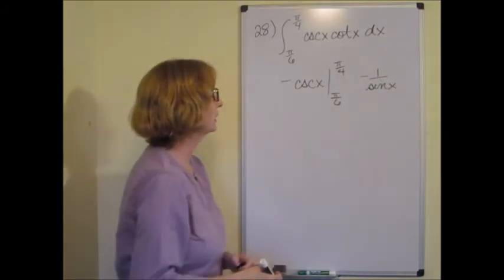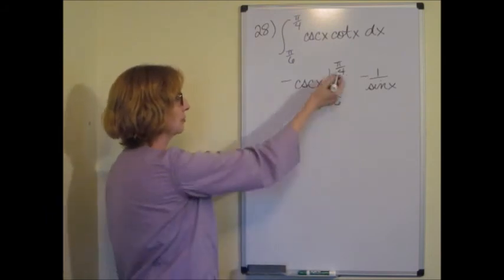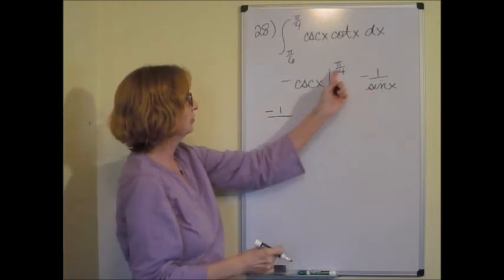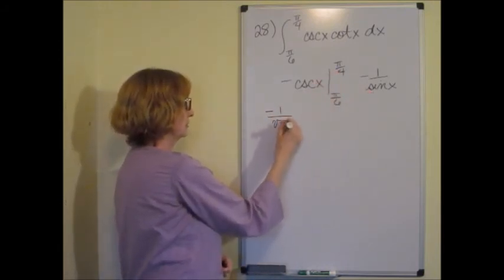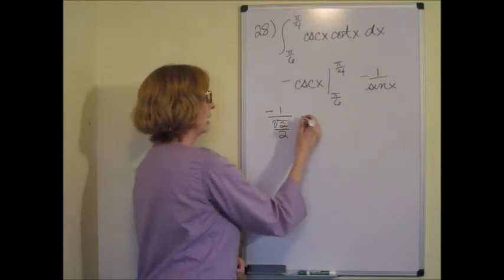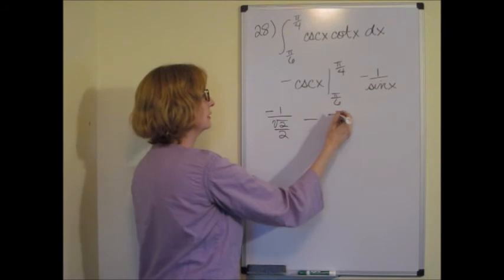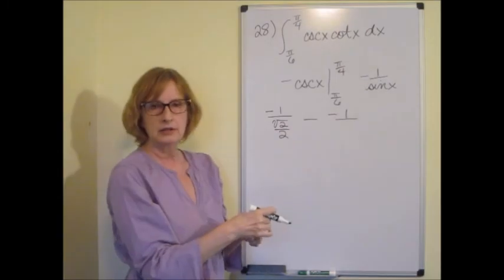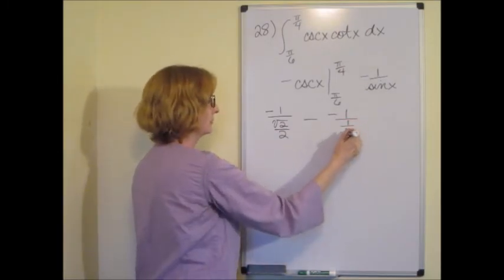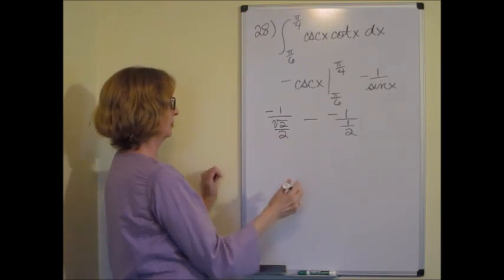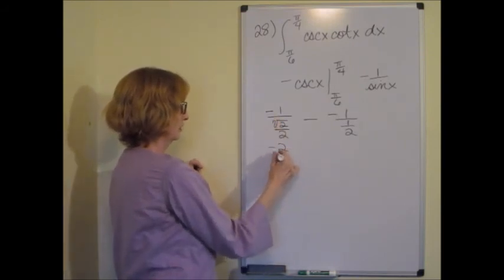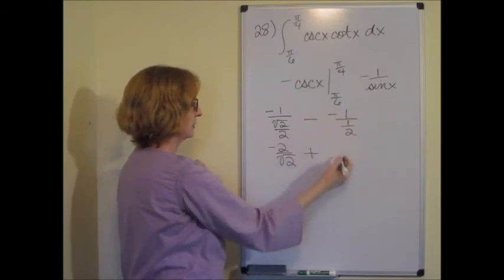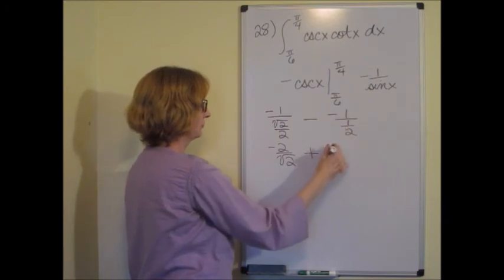And now I can plug in my angles. Start with pi over 4, so I've got negative 1 over. Well, the sine of pi over 4 is root 2 over 2. And then I have minus, and then negative 1 over the sine of pi over 6. And the sine of pi over 6 is 1/2. Alright, let's take those reciprocals. So this will be negative 2 over the square root of 2. This will end up being a plus. And then this reciprocal is going to be a 2.